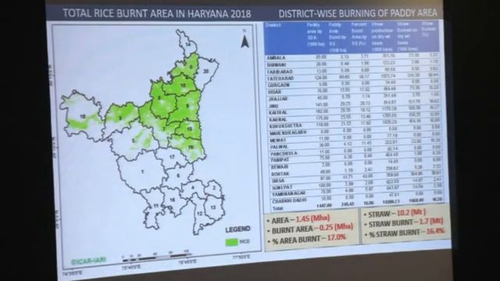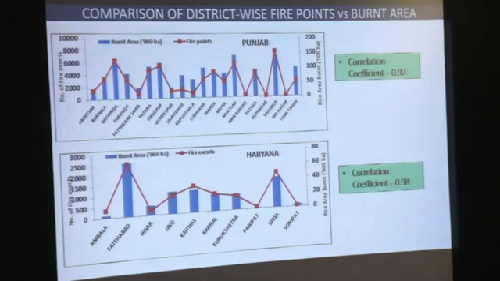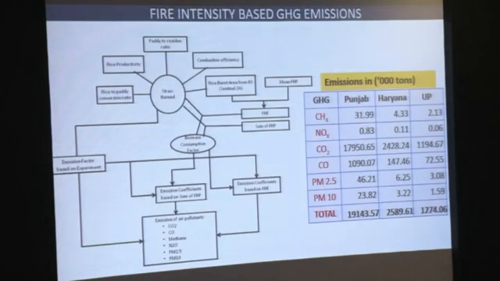And similar analysis was done for Haryana also. And because these are two different data sets, one coming from thermal, another from multispectral, we also did a correlation between the burning events versus burnt area, and we found that there is a very high correlation of 0.92 to 0.98 in both the states. So which gives us the confidence.